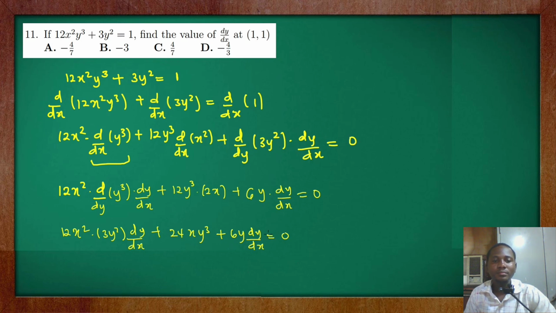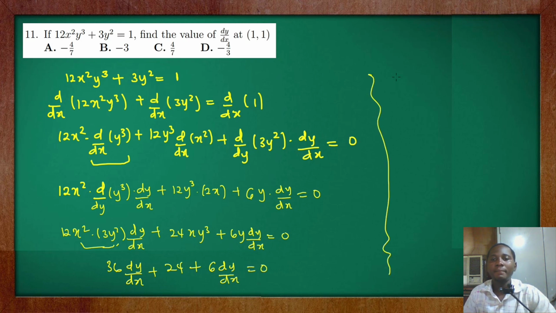Now we can actually substitute x to be 1 and y to be 1. So if we substitute x to be 1 and y to be 1, this will give us 12 times 1 times 3, that's 36 dy/dx, plus 24, then plus 6 dy/dx, to be equal to 0. Then that means 36 plus 6 gives us 42 dy/dx to be equal to what?